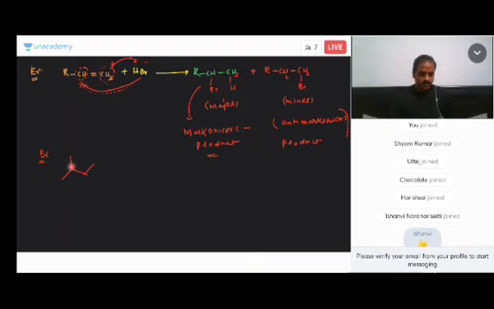Here, 2-methyl-2-butene plus HBr. I'm asking for the major product. I'm giving options A, B, C, and D. So write down the options. Here, this is a common skeleton.